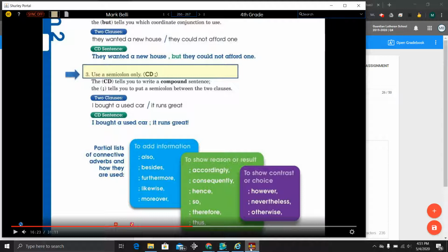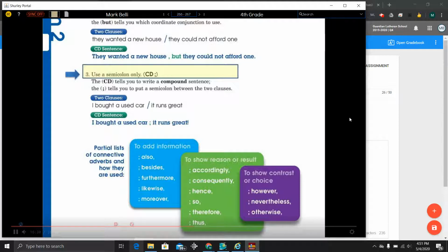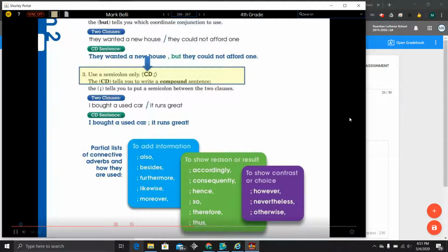Now, you can also use a semicolon, and that's where we're picking up today. So let's begin. Number 3 teaches us another sentence structure strategy. It says, use a semicolon only. The capital C, capital D tells you to write a compound sentence.